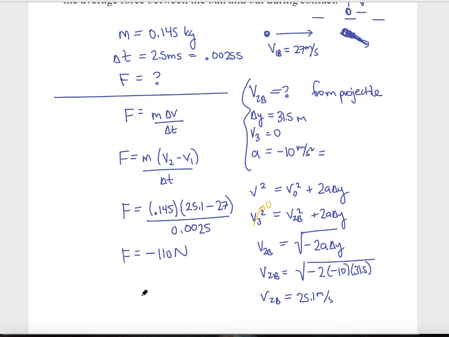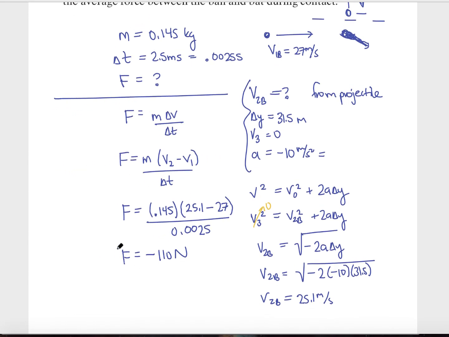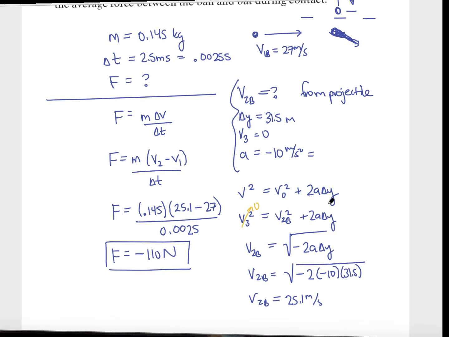So we can say that it's negative. We don't really need to, but that does make sense because we said that the ball was coming in at a speed of 27 meters per second, but to the right. So for our bat to hit it, it's going to apply a force in the positive direction in order to change its velocity as such. So there's the magnitude of our force.